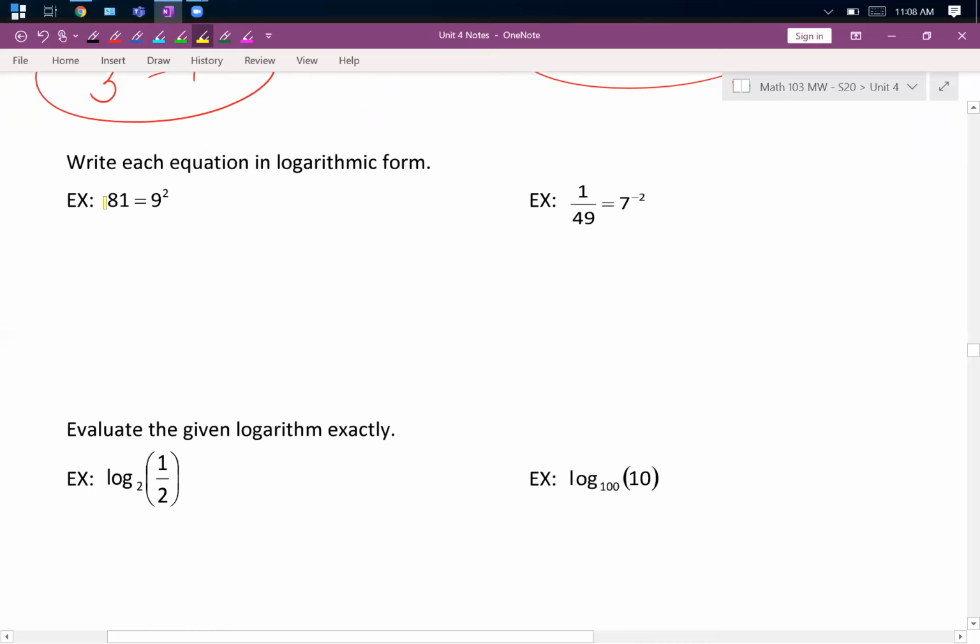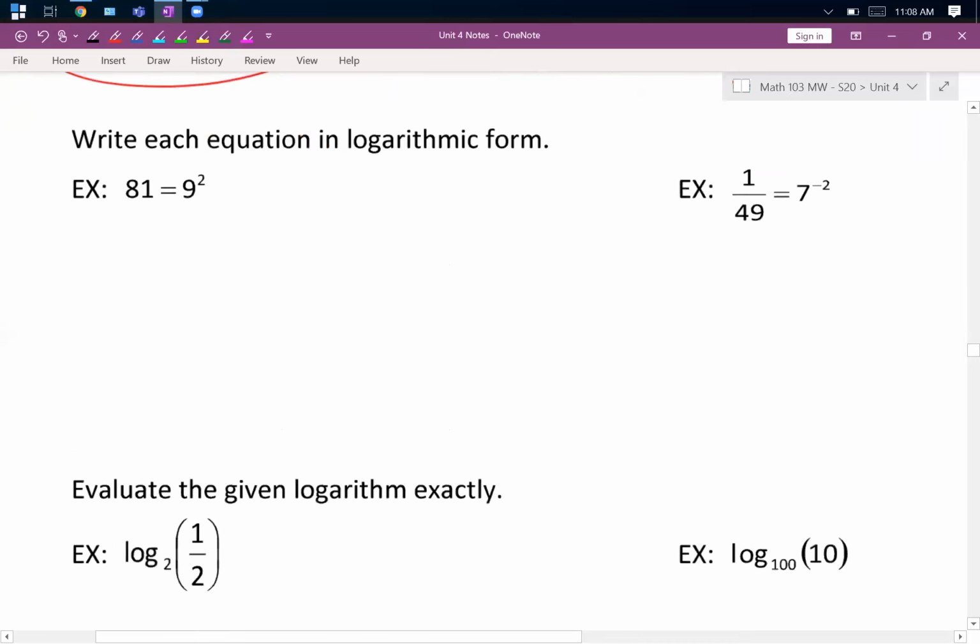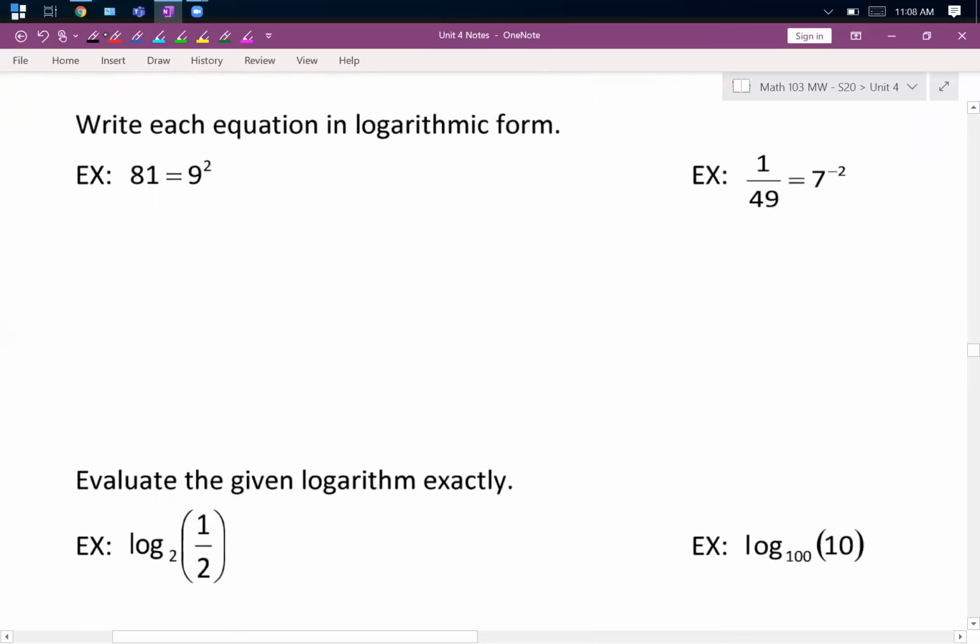81 equals 9 squared. 2. Is that what you mean? We're looking for the base number. If I saw this number 2, I would call that an exponent, right? Oh, yeah. So we're looking for the base number, and the base is always what is being raised to an exponent. So 9 is our base here.